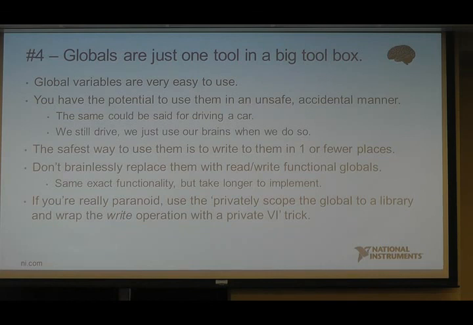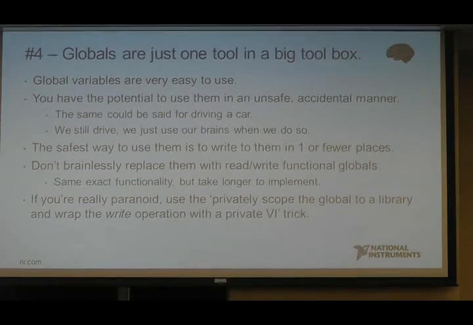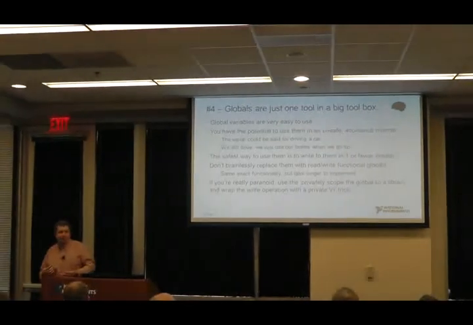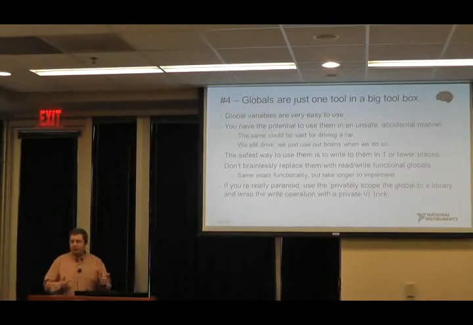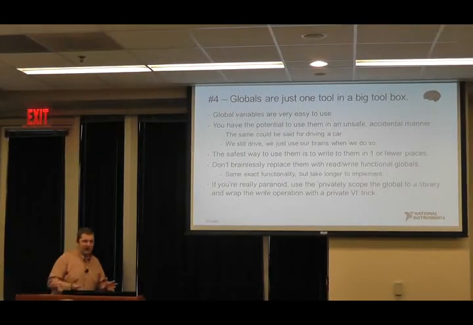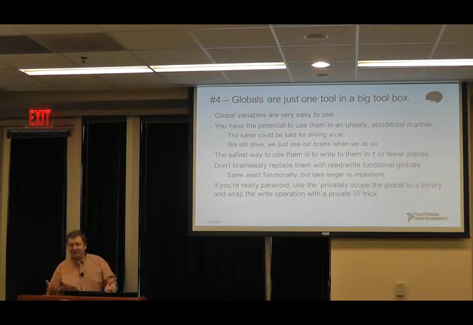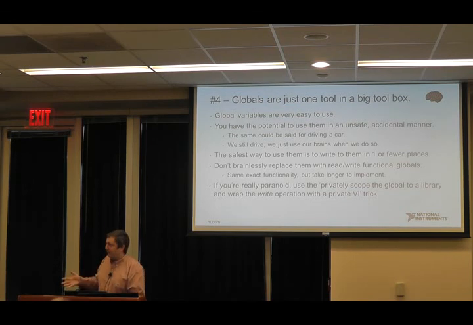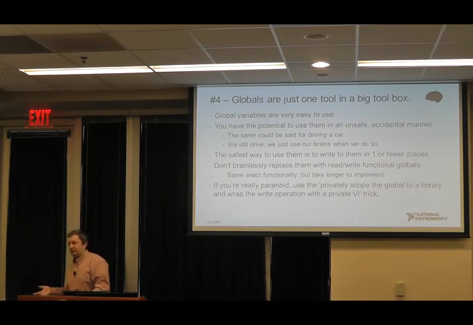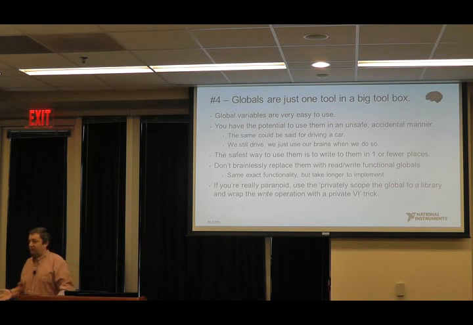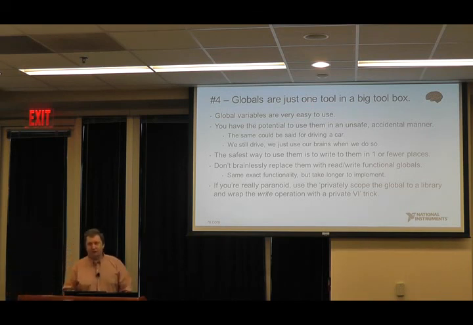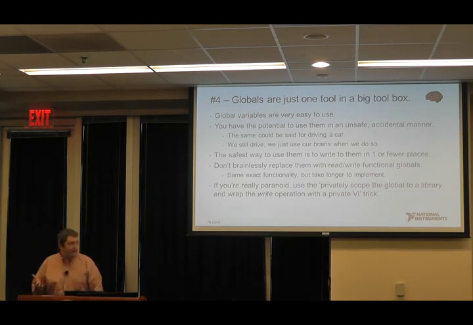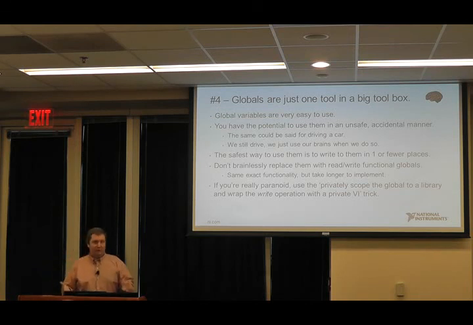Now, the whole thing about globals is you have the potential to use them in an unsafe manner, right? You might write to them in multiple places and have race conditions. It's possible that your code is going to have some sort of unsafe issue. But the same could be said for driving a car. You can drive a car in an unsafe manner. Does that mean we don't ever drive cars? No, that means we use our brains when we drive cars because cars are an excellent tool for a particular situation. So, safest way to drive a car, wear your seatbelt, observe stoplights, don't speed.